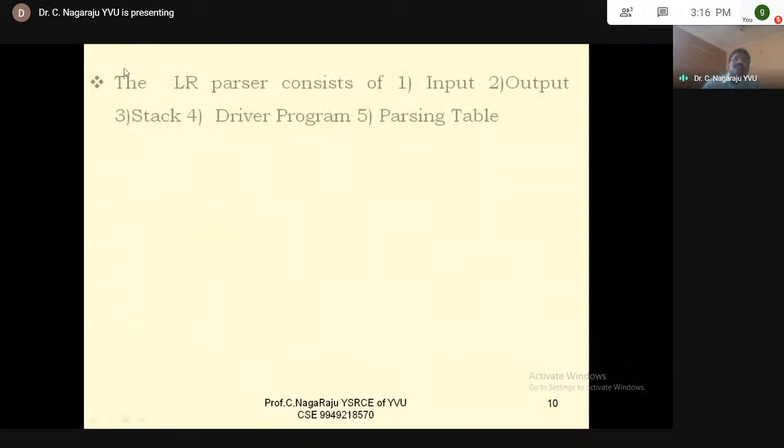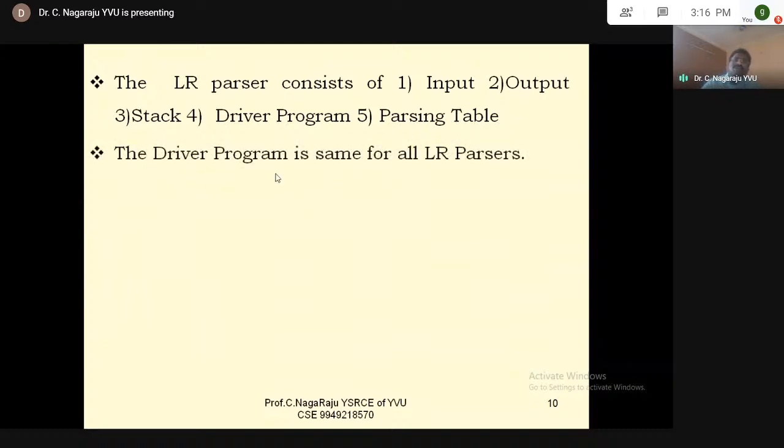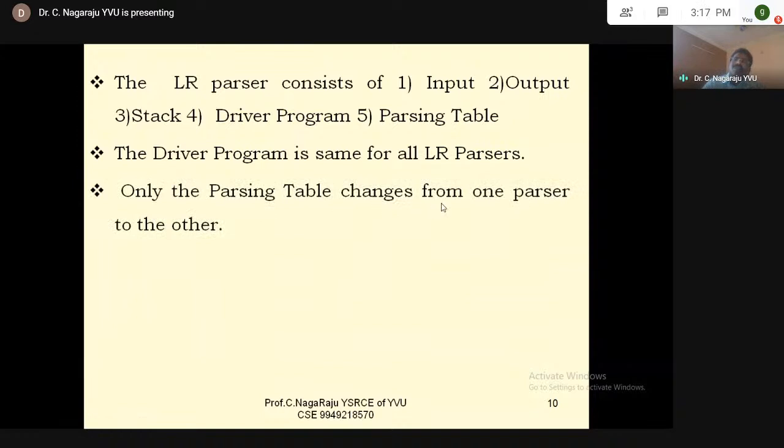For example, the LR parser consists of input, output, stack, and driver program. This is nothing but the LR parser engine, and the parsing table. So next, you see that the driver program is the same for all LR parsers. Only the parse table changes from one parser to another parser.